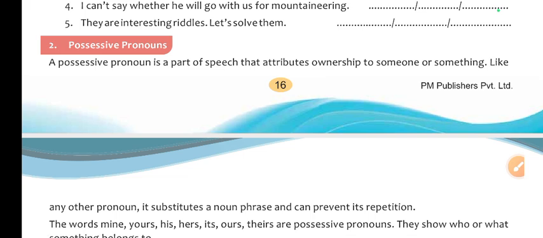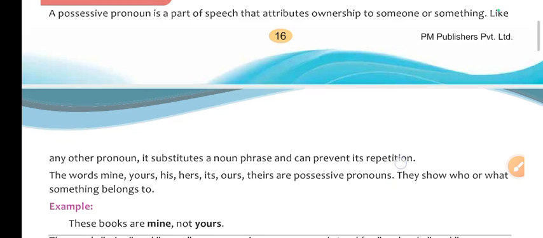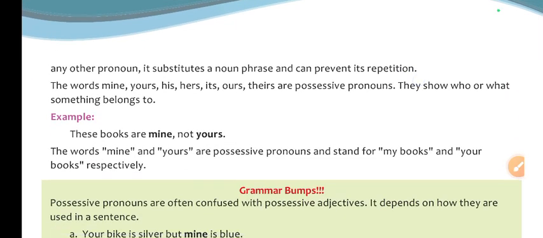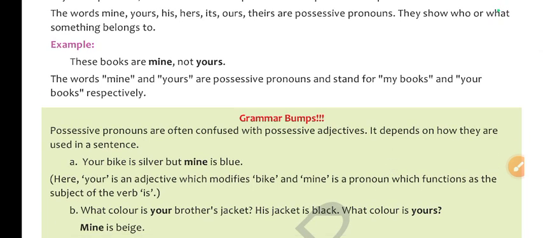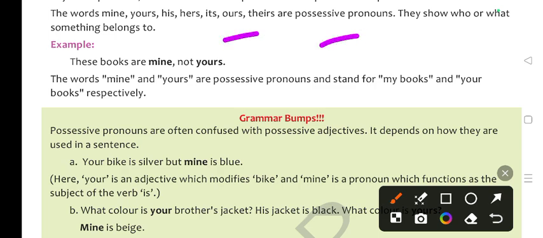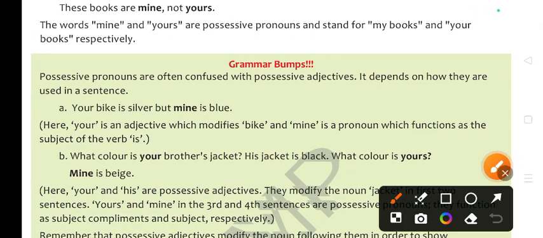Now, the next is the possessive pronoun. It is a part of speech that attributes ownership to someone or something, like any other pronoun. It substitutes a noun phrase and can prevent its repetition. The words mine, yours, his, hers, its, ours, theirs are possessive pronouns. They show who or what something belongs to. So, for example, these books are mine, not yours.